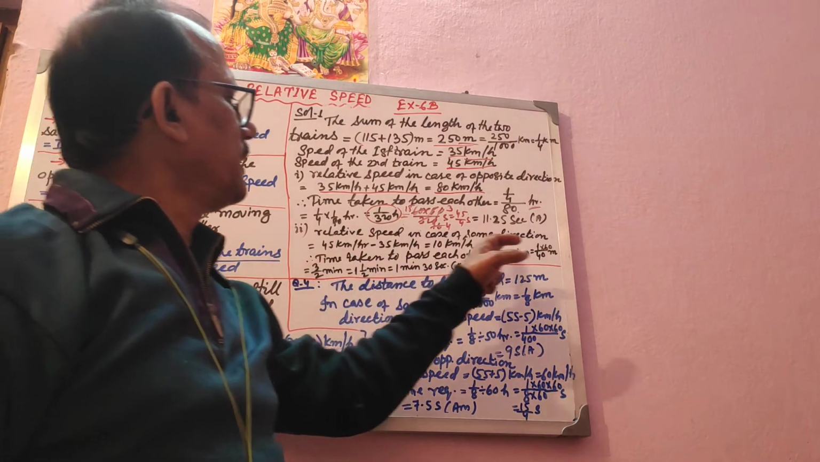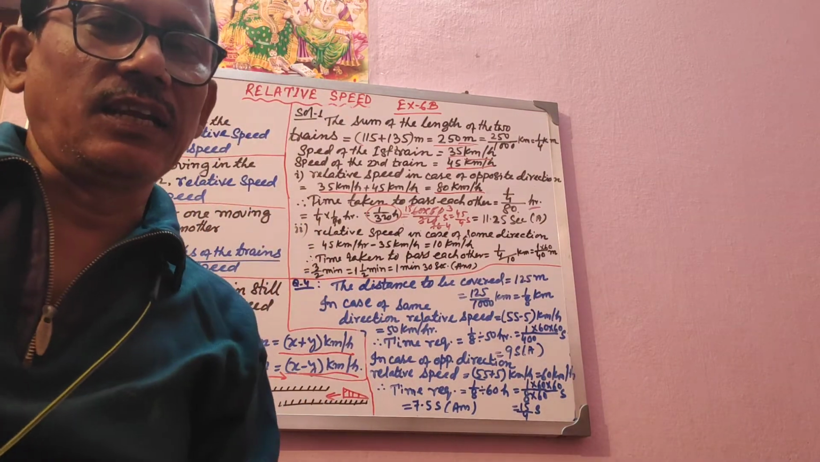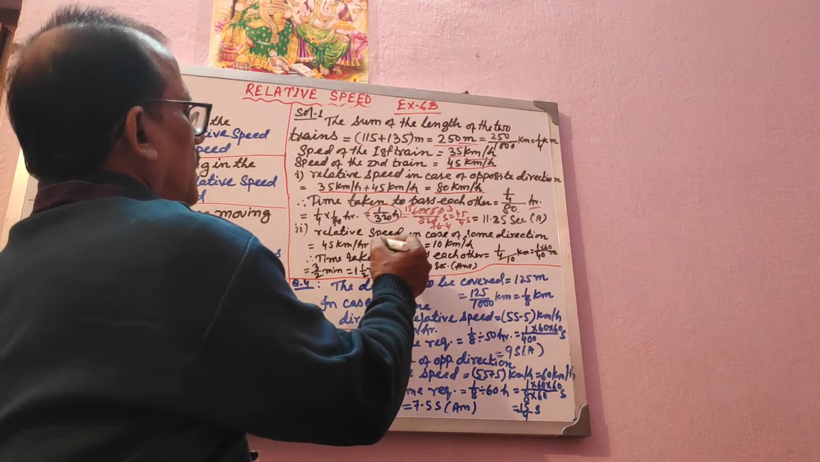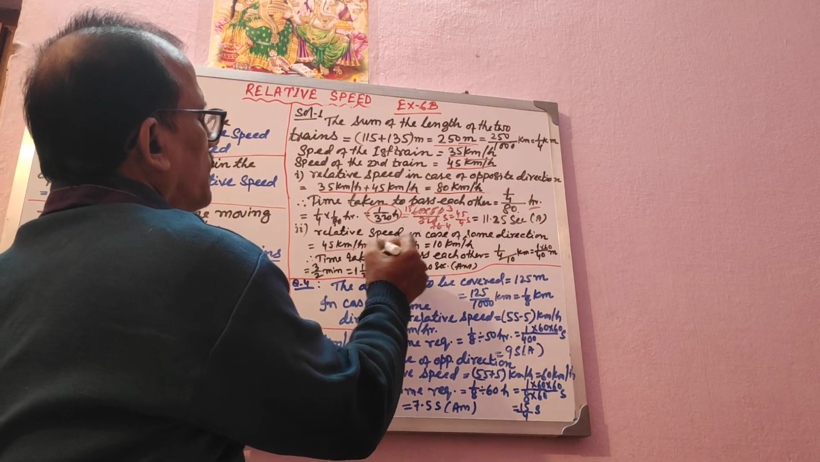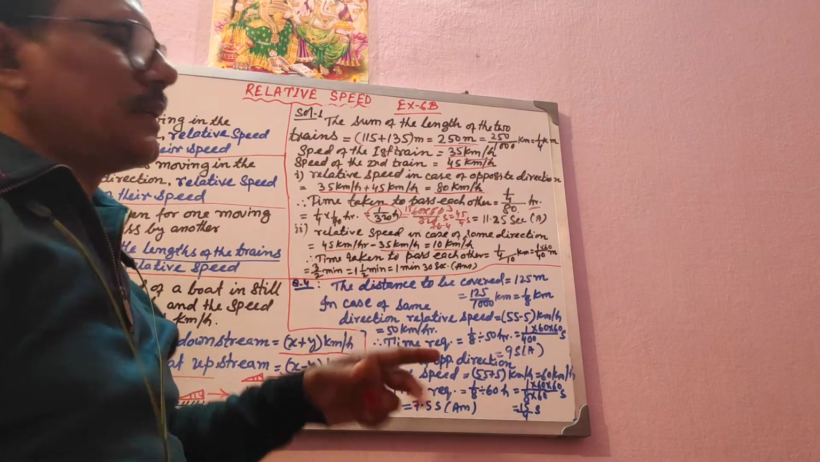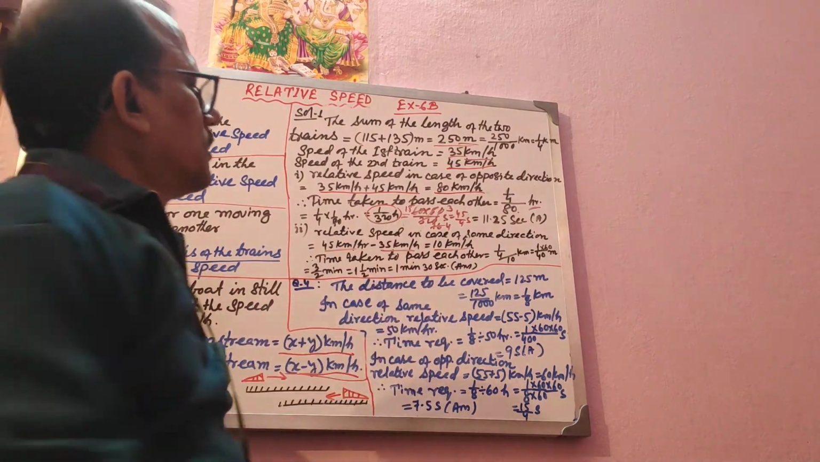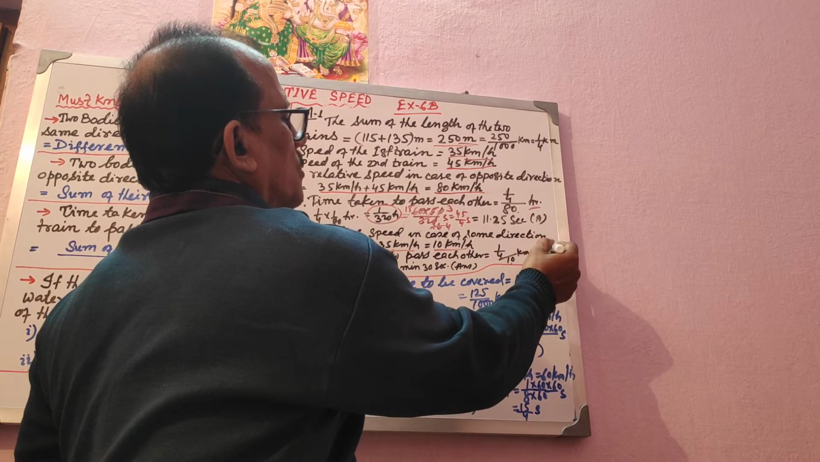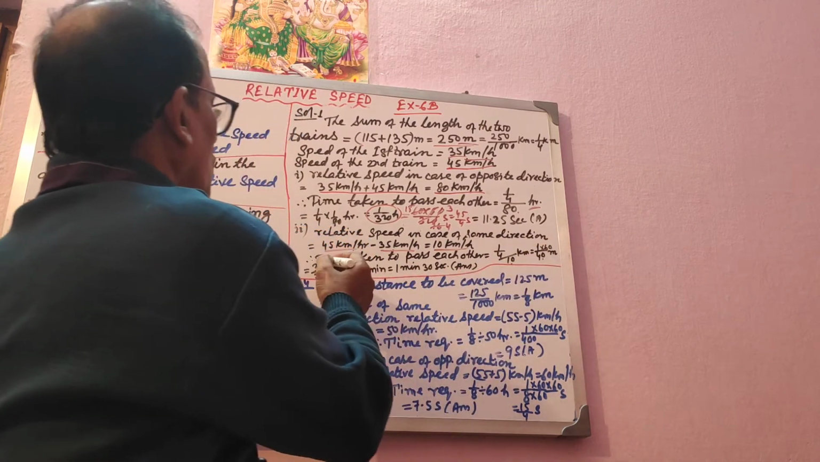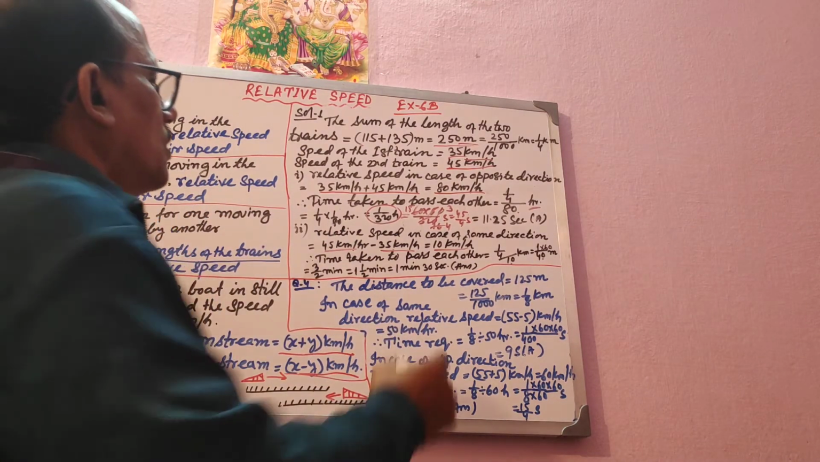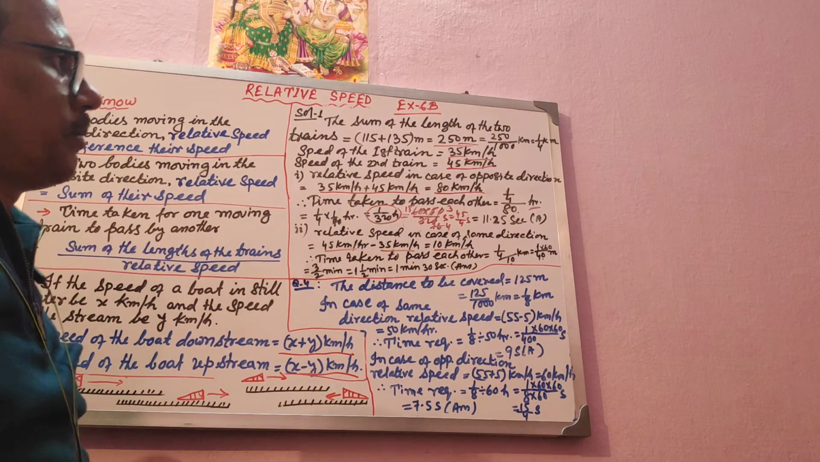Now relative speed in case of same direction, definitely it will be the difference of their speed. So in that case it will be 45 kilometer per hour minus 35 kilometer per hour, 10 kilometer per hour. Then time taken will be the distance to be covered, that is 1 by 4 kilometer divided by 10, which is equal to 60 by 40, which is equal to 3 by 2 minute. 3 by 2 minute is equal to 1.5 minute, which is equal to 1 minute 30 seconds. I hope you have understood it.